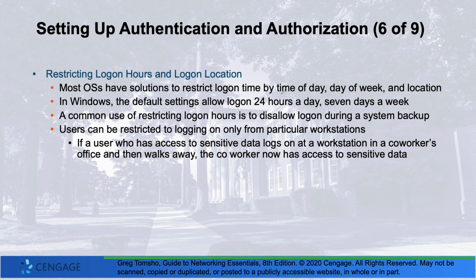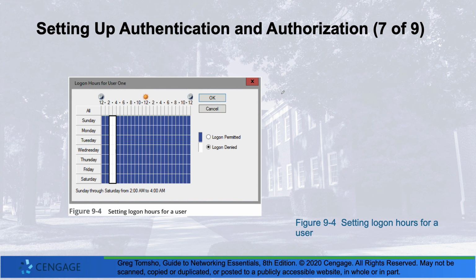We even have restrictions where we can restrict logon hours and locations. So what I can do is say what times of the day that you can log into the Windows system. So for this particular system, logon is permitted in the blue area. Logon is not permitted in the white area. So for this particular rule set, people are not allowed to log in between 2 and 4 a.m.